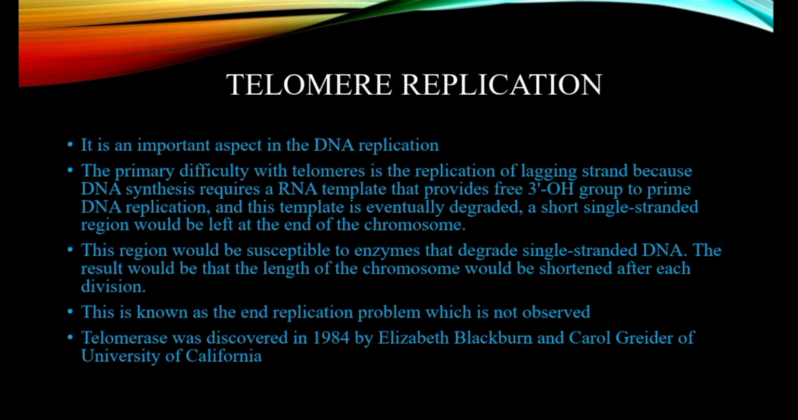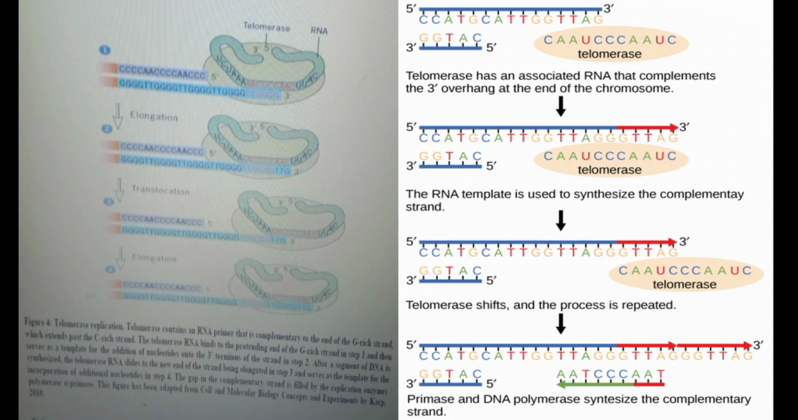So this telomerase was actually discovered by the scientists Elizabeth Blackburn and Carol Greider of the University of California in the year 1984. So this is the telomere replication. These are the steps: the telomerase enzyme, then elongation, translocation, and then elongation again. Here telomerase gets associated and the RNA template is used, it shifts, and the process gets repeated. So it is a repetitive process.